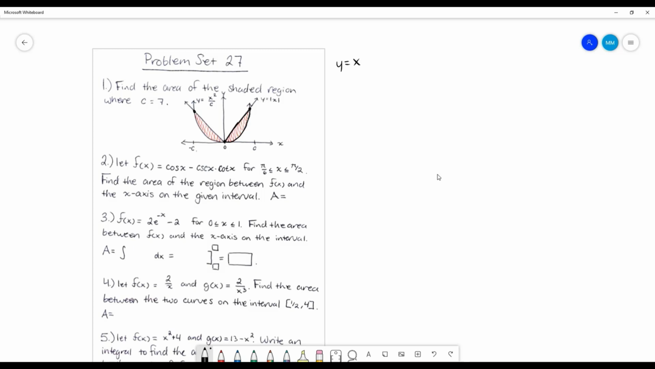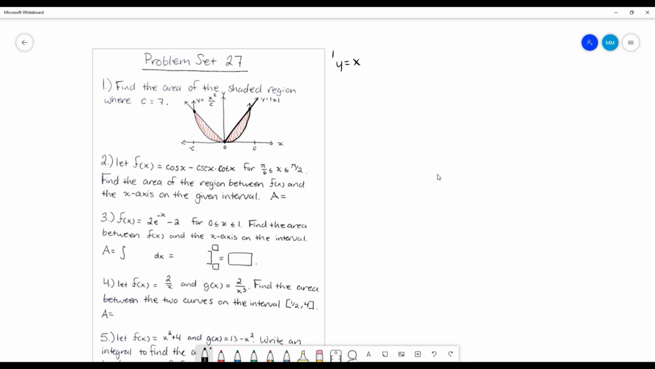And I can see pretty clearly that it is our top function. It is on top of the other one, which means if I was to find the area of this top function, it would look something like that. So the area of the shaded region is going to be the area of this top function minus the area of this bottom function, which would be that area. You see how that leaves us with just this interior here. That's exactly what we want.